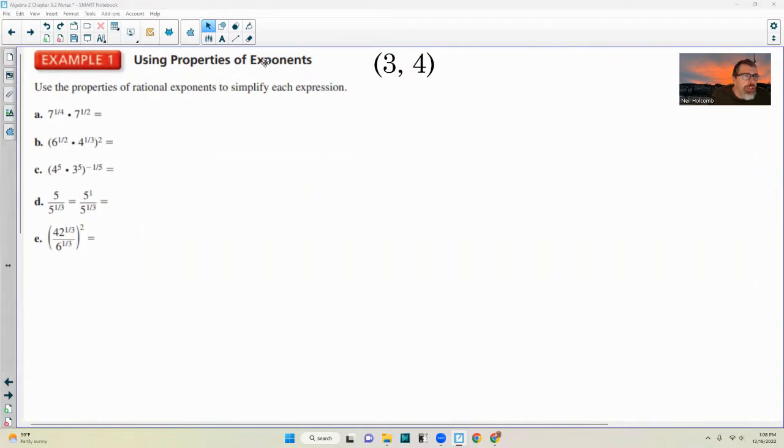Okay, example 1, using properties of exponents. Use the properties of rational exponents to simplify each expression. So we have 7 to the 1/4 times 7 to the 1/2.